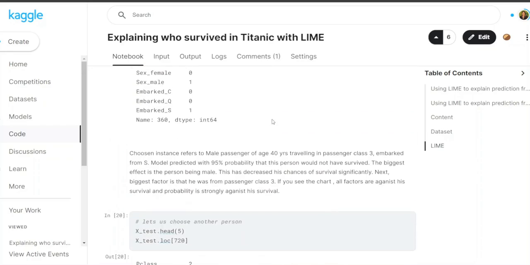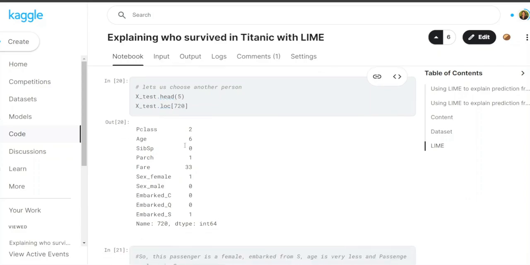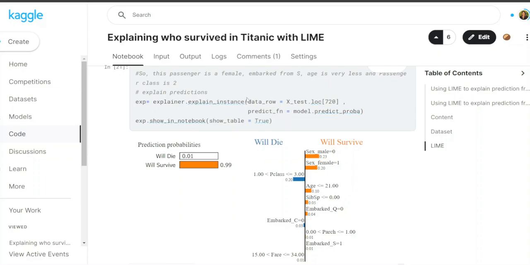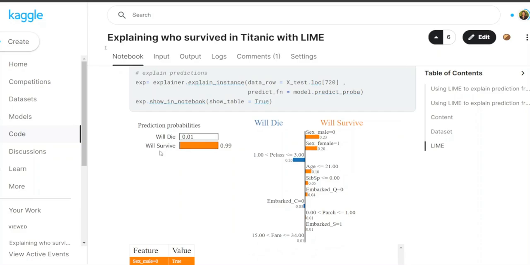Very interesting. Now let us look at the passenger row item 720. This passenger embarked from passenger class 2, age 6, so age is very low, and female. She embarked from S. Let us see, we are implementing the same explainer for this passenger, the 720 row item. And you can see the probability that this passenger survived is 99%. So, what are the factors that go into explaining why this person survived? First is the fact that she is a female, which strongly adds to her survival rate. Age is also the second factor: age is less than 21. So, the fact that she is 6 years old also goes into her survival rate.